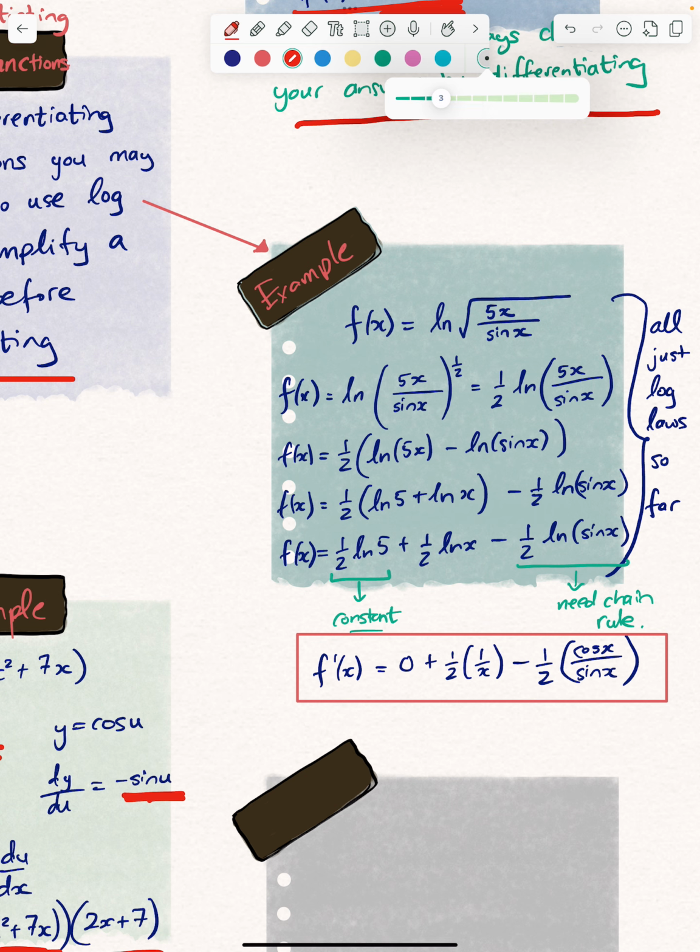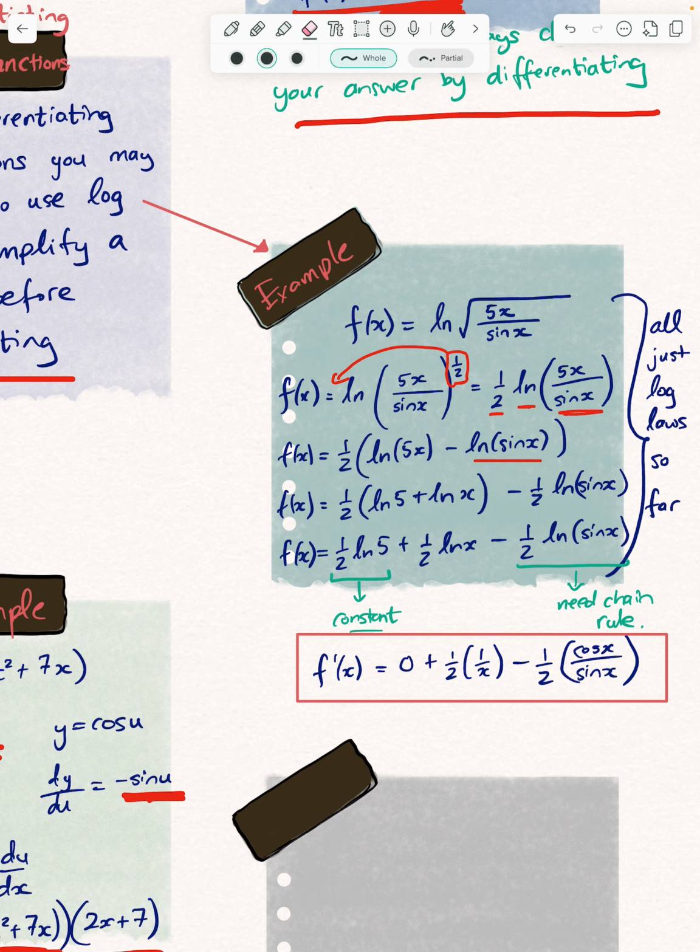So for example, here, the square root is the power of a half. And then when we have a power, we can bring that in front to get a half ln of the quotient. But then ln of one function divided by another is the ln of the top minus the ln of the bottom. And then you can go a step further here, you're going to say that 5 times x is the ln of 5 plus the ln of x. So it's a half times all of that minus a half times that. And when you distribute out the half in the first bracket there, you end up with a half ln of 5 plus a half ln of x minus a half ln of sine x.